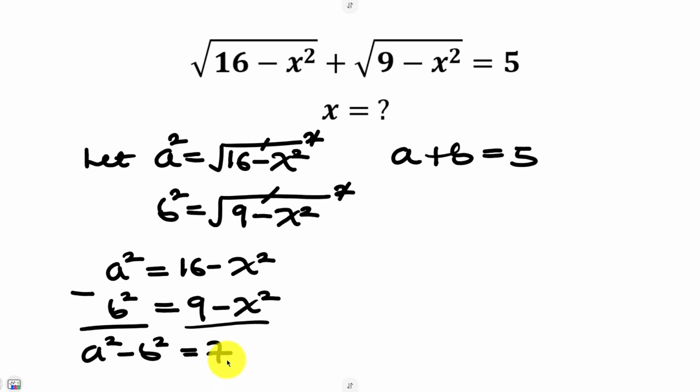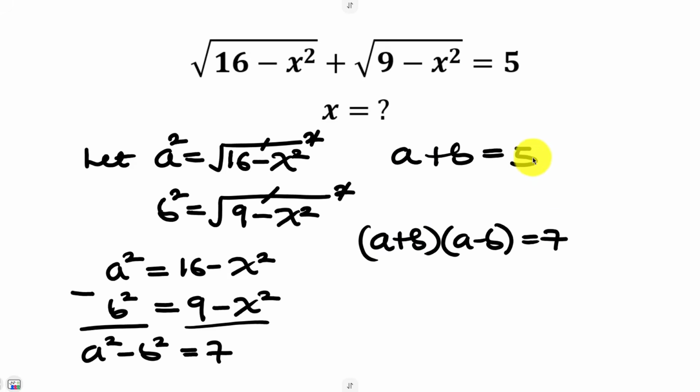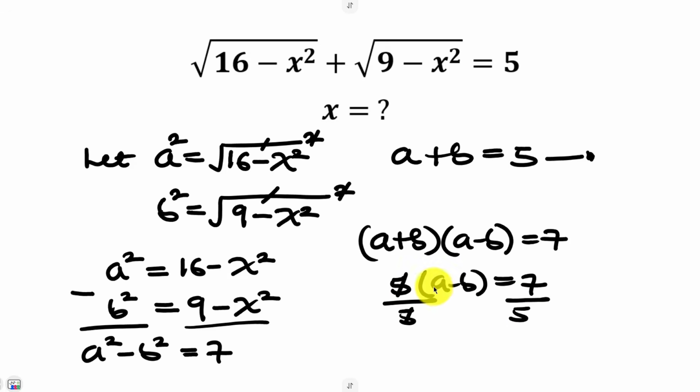So I have this. Now notice something, that this is a difference of two squares, which can be expressed as a plus b times a minus b. And this is equal to 7. Well, a plus b is already known, and we have this as 5. So I'm going to be putting 5 here. So this is 5 times a minus b equal to 7. When I divide both sides by 5, 5 cancels out, leaving behind a minus b equal to 7 all over 5.